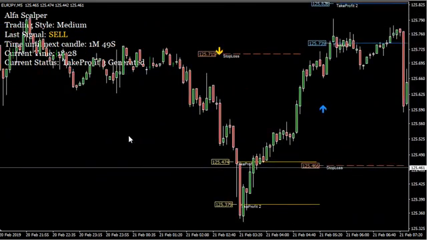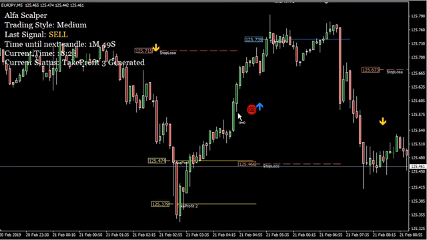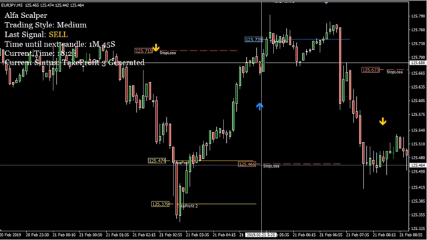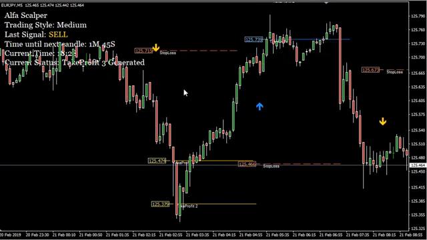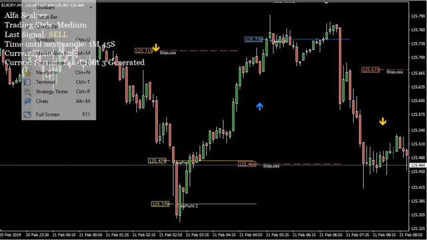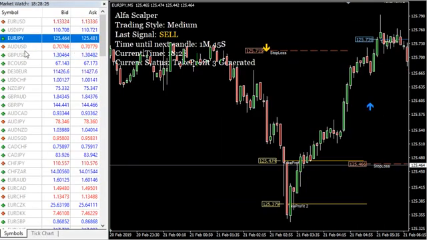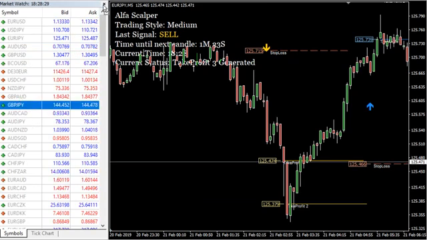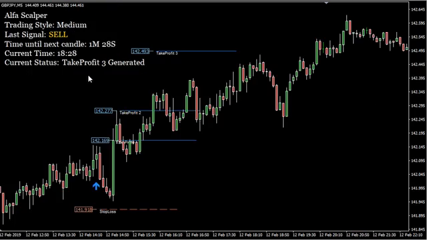What do we got over here? It's a long trade that goes to its first take profit for 5 pips. Again, you're scalping 5-minute charts. So let's look at something better. Let's look at the pound yen. Let me just find it here. There we go. That was pretty quick.